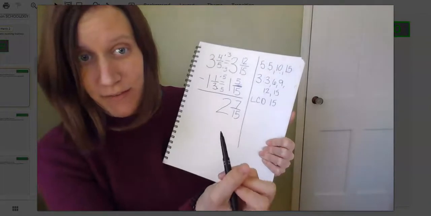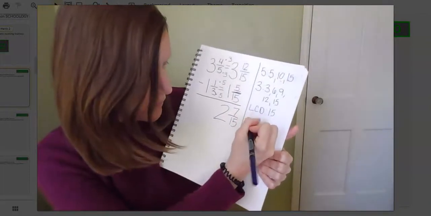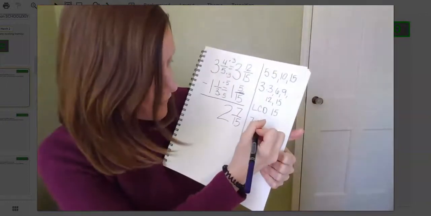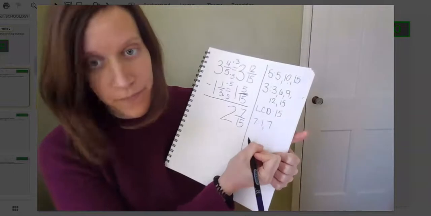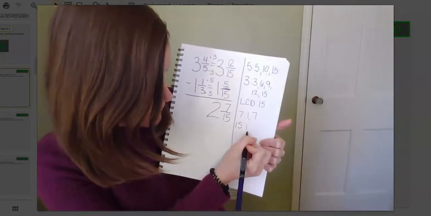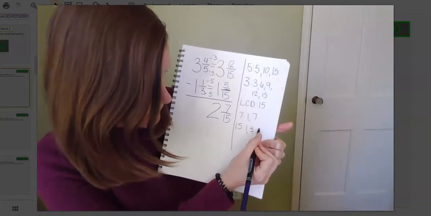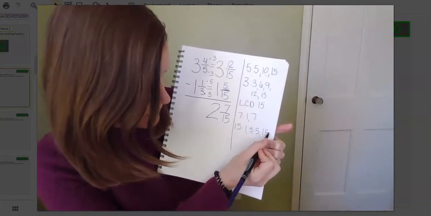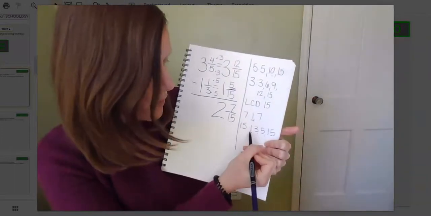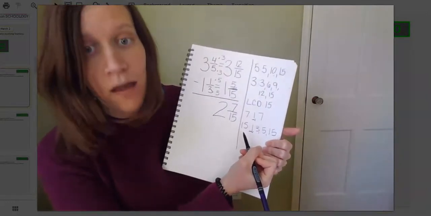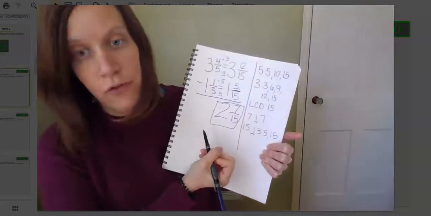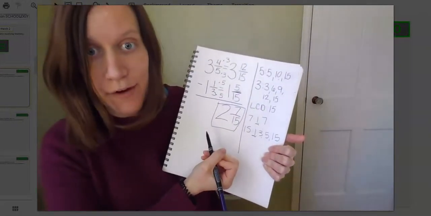I always check to see if I can simplify. So that means I'm going to list the factors of 7. 7 is a prime number. That means the only factors are 1 and itself. And then I list the factors of 15. 1, 3, 5, 15. The only factor that 7 and 15 have in common is 1. Because of that, I know that I can't simplify 7/15. So 2 and 7/15 is my final answer.